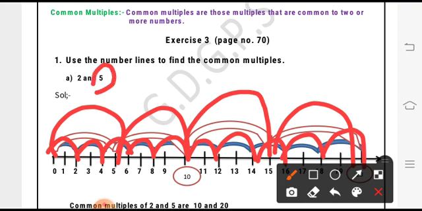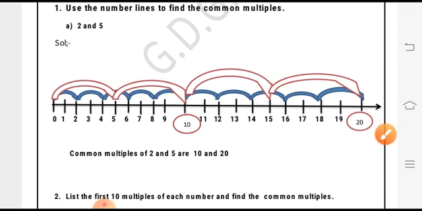So what are the numbers which had both the jumps? It's 10 and it's 20. So 10 and 20 are the common multiples of 2 and 5. That means 10 and 20 are present in both the tables of 2 as well as 5. The other part is to be done in the same way. Number line is already drawn there on the book. You just have to represent the common multiples among them.